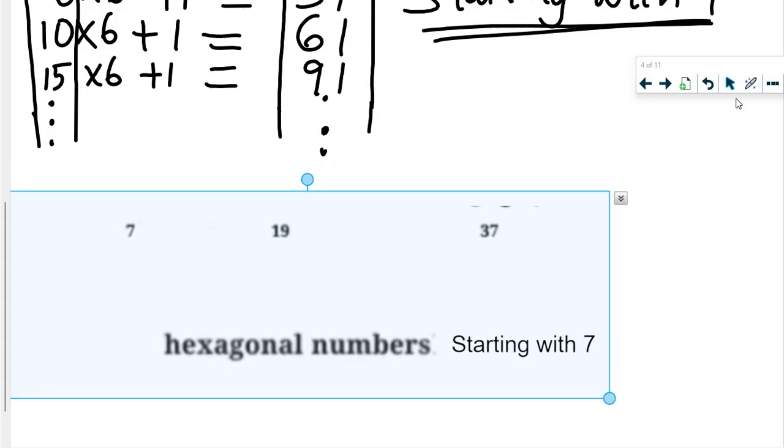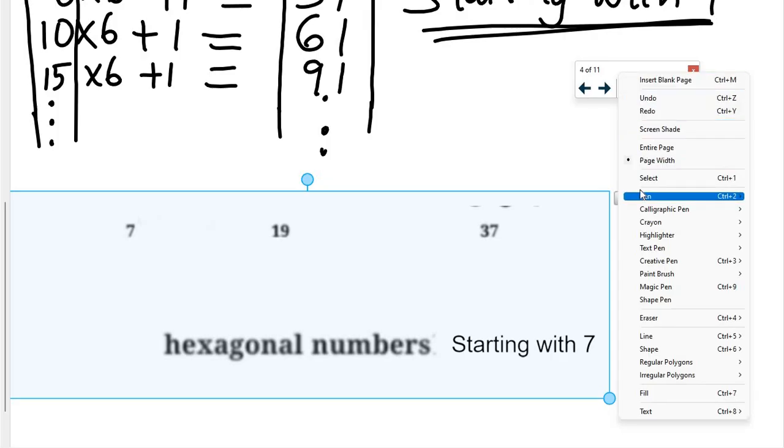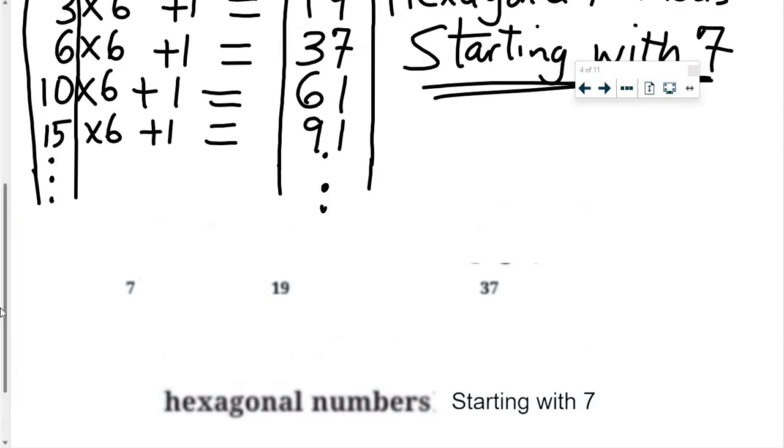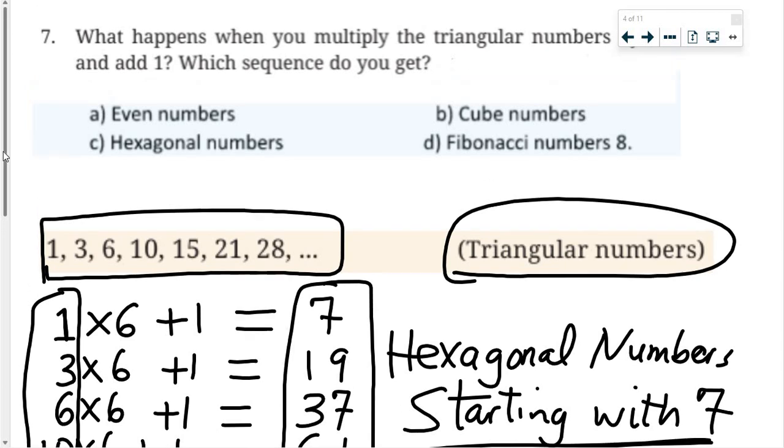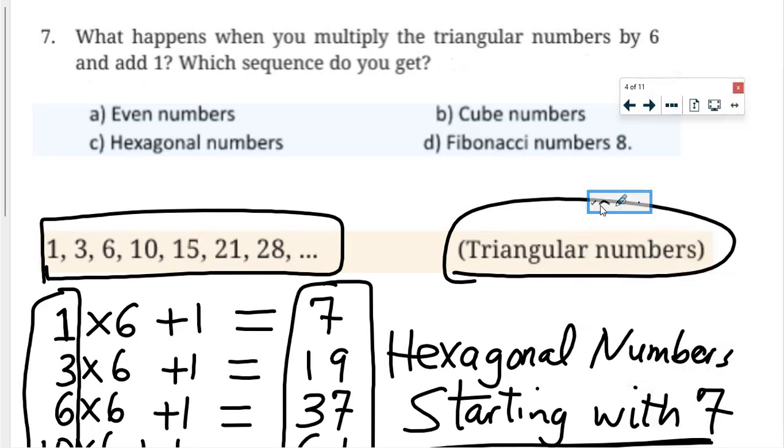These are hexagonal numbers, and they keep going. So, ideally, when you take triangular numbers, then for each triangular number, multiply by 6 and then add 1. You get a new sequence, which we call a sequence of hexagonal numbers. So the correct option here will be option C.